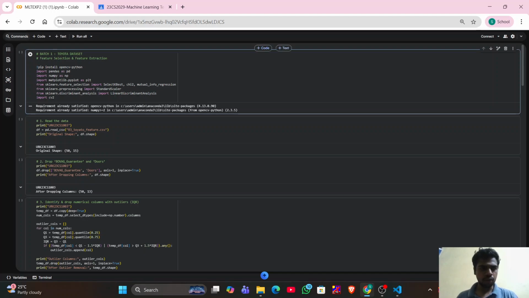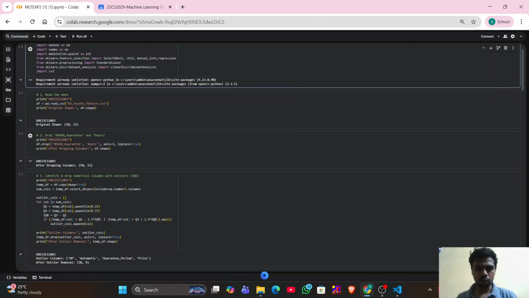We are importing pandas, numpy, matplotlib, sklearn feature selection like SelectKBest, chi-square, mutual info regression, and preprocessing StandardScaler, and discriminant analysis like linear discriminant analysis, and we are also importing cv2. So let's get into the questions. First we are reading the data, and we print the original shape to know how many rows and columns exist, and this gives us the starting dimensionality of our dataset.